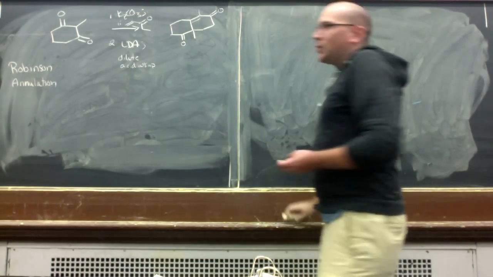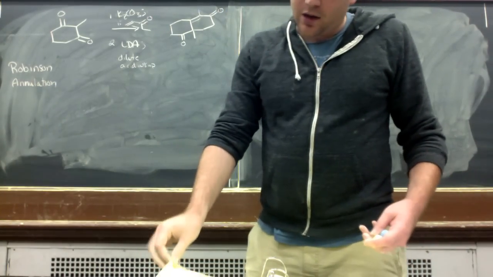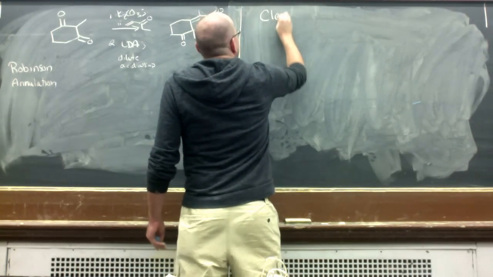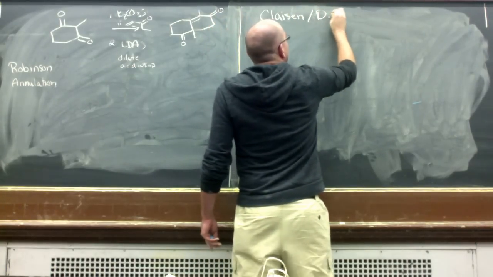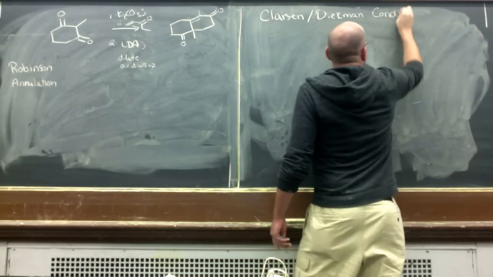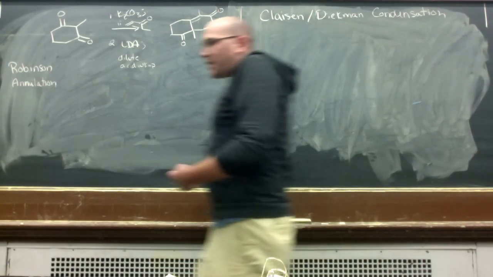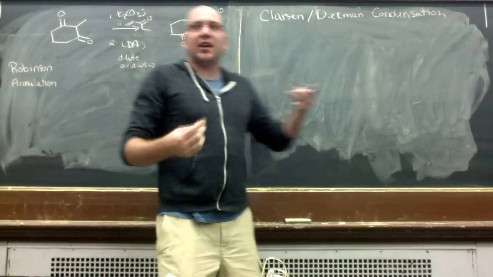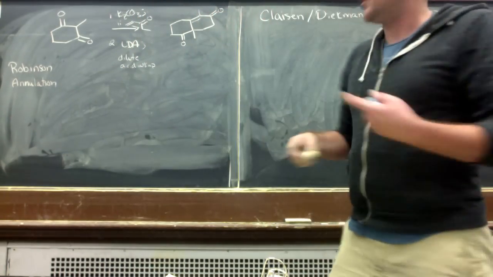All right, the last class of reactions, within a bunch of reactions that are all the same, are Claisen condensations and Dieckmann condensations, okay? So the Claisen condensation and the Dieckmann condensation are literally the exact same reaction. It just turns out that Claisen condensation is the intermolecular, whereas Dieckmann is the intramolecular, okay?